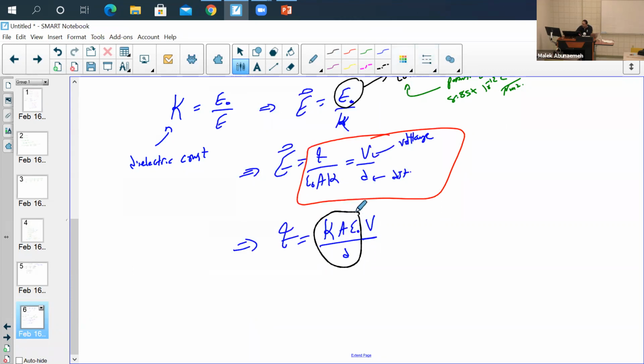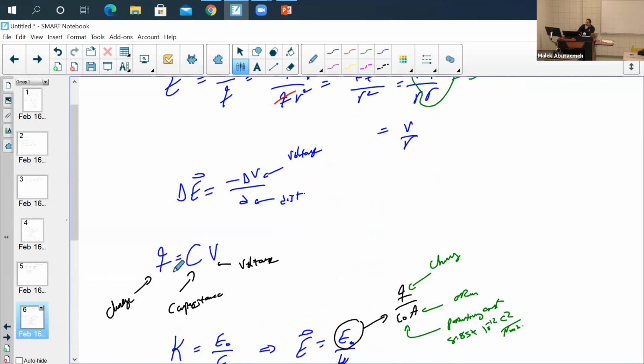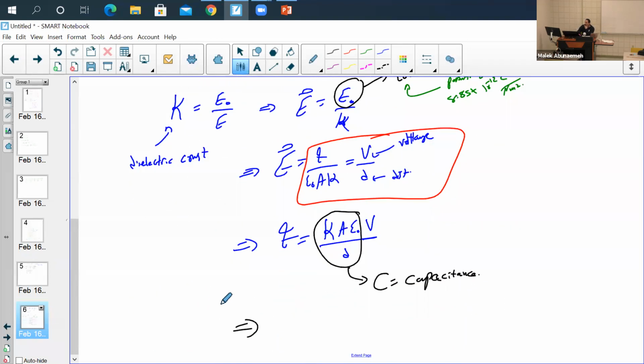Now, your kappa multiplied by the area multiplied by the permittivity divided by your distance, we give that C, and that's actually your capacitance. And that's where we started off, where we said the charge is going to equal your capacitance multiplied by your voltage.